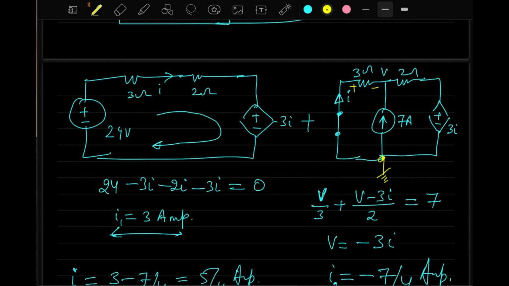Because potential is always a potential difference, right? You cannot have an absolute one. You have to be relative to some specific point. So in nodal analysis, you are assuming this as ground. So with respect to ground, let us say this is node X. So Vxg is minus 3i. Yes, sir. Understood. Okay.